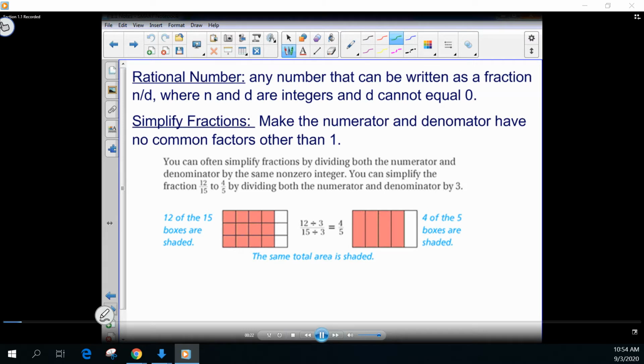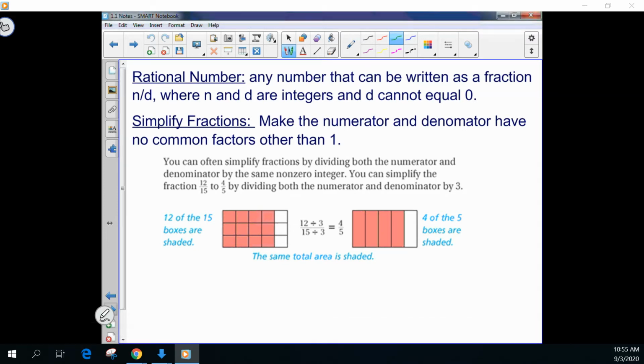Write down these vocab words. A rational number is any number that can be written as a fraction, which is the numerator over denominator. That's what n slash d stands for, where n and d are integers, and d cannot equal 0. So you cannot have 0 at the bottom of your fraction. Simplifying fractions is making the numerator and denominator have no other common factors other than 1.